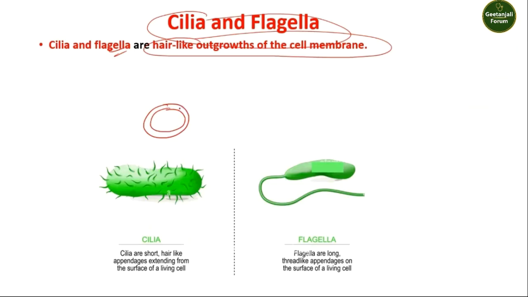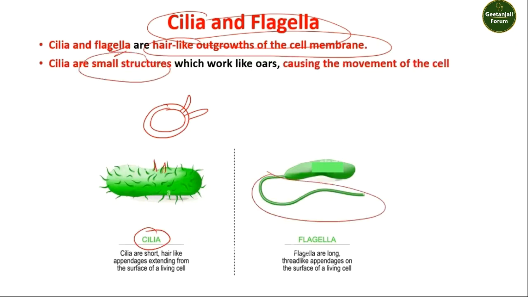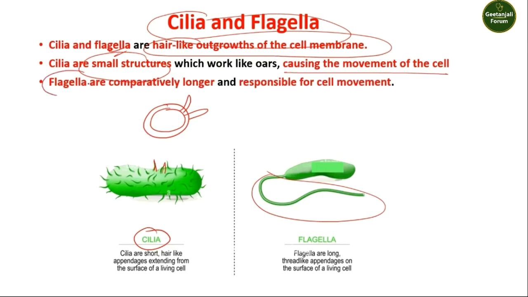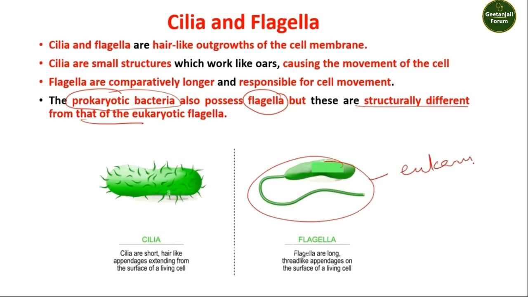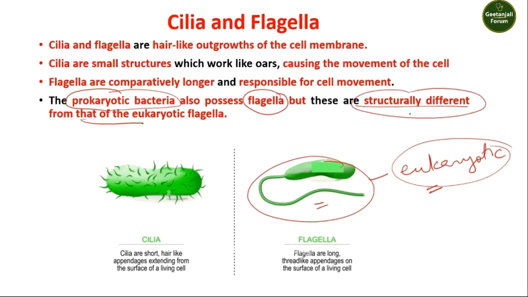Suppose this is cell membrane, cilia and flagella come out of that membrane. These are the cilia and this large body is flagella. So cilia are small structures which give movement to the cell, and flagella are comparatively longer, and they are also responsible for cell movement. Flagella are larger in structure than cilia. The prokaryotic bacteria also possess flagella, but structurally different. This flagella is eukaryotic. Right now we are learning about eukaryotic cell. We have already studied about prokaryotic flagella, which is found in bacterial cell. Likewise, eukaryotic cells also have flagella, but both the flagella are structurally different.